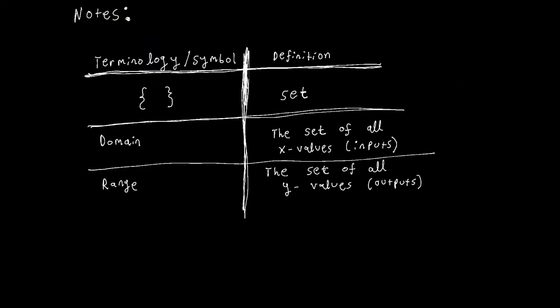So here are some notes on the terminology and the symbols. Every time you have curly brackets, that's a set of things, a collection of items. The domain is the set of all x values. When we get into functions, I'm going to refer to them as inputs. And the range is the set of all y values. Likewise, when we get into functions, I'm going to refer to them as the outputs.